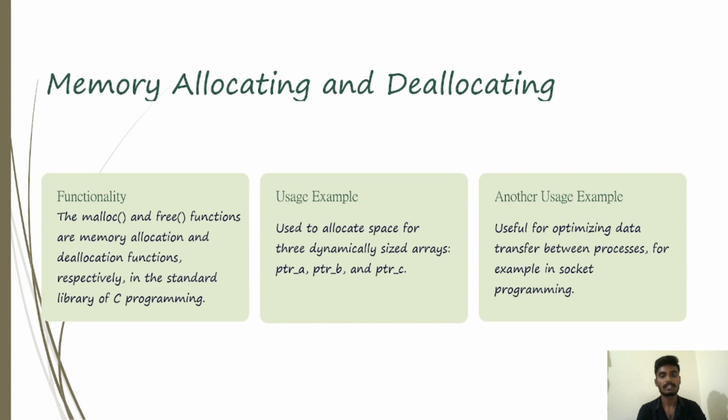Next, memory allocating and deallocating functionality. The malloc and free functions are memory allocation and deallocation functions respectively in the standard library of C programming. Usage: used to allocate space for three dynamically sized arrays that are pointer A, pointer B, and pointer C. Useful for optimizing data transfer between processes, for example in socket programming.